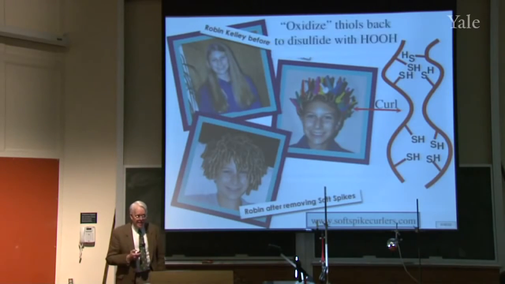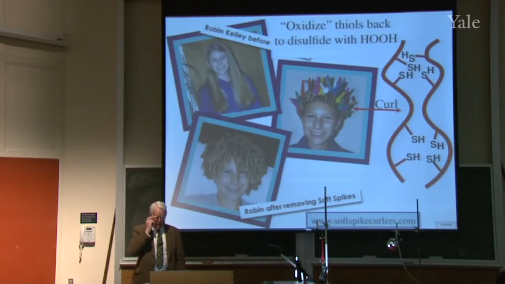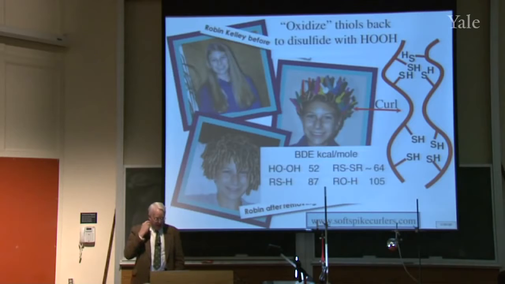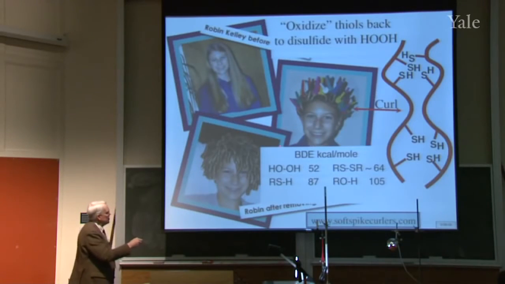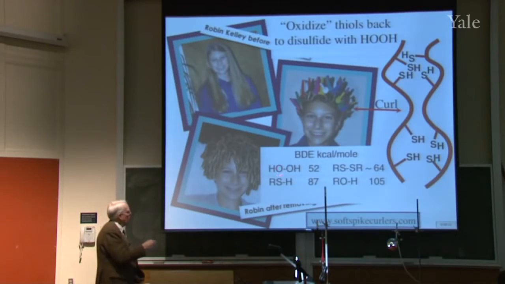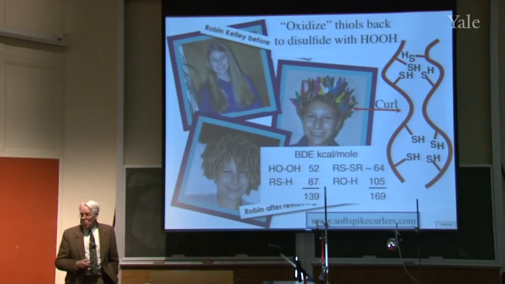So she's got it like this. Now she oxidizes the thiols back to disulfide with hydrogen peroxide. Now look at the bond dissociation energies. The OH-OH, remember, the OO is a very weak bond, but the SS bond is not so weak. And the SH bond is weak compared to OH. So it's much more favorable to start on the left and go to the right. It's favorable by 30 kilocalories per mole.